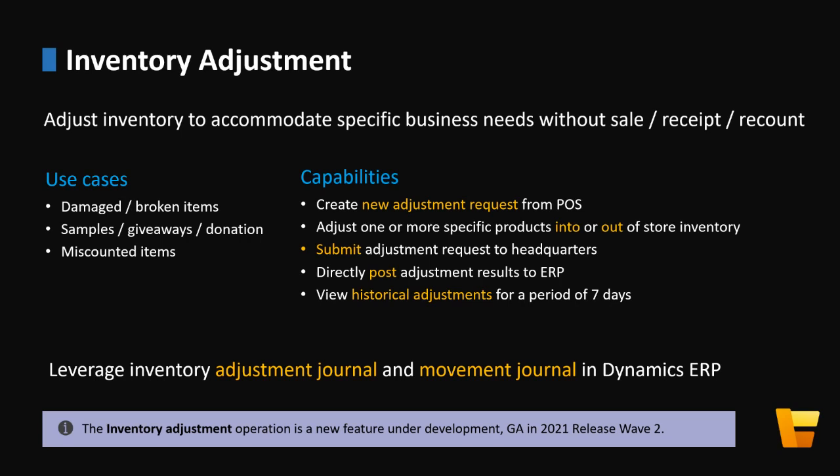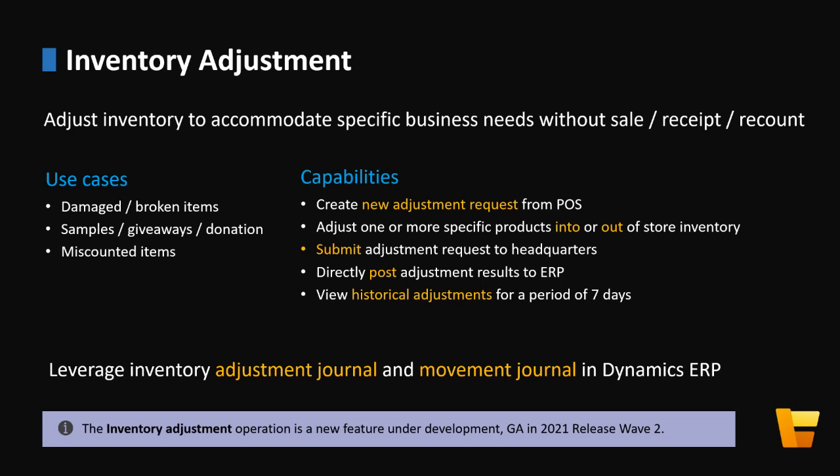Now, next, inventory adjustment is the business process to adjust the inventory into or out of the store warehouse. In other words, to increase and decrease inventory quantities to accommodate a specific business need without having to do a sale, receipt, or physical recount.